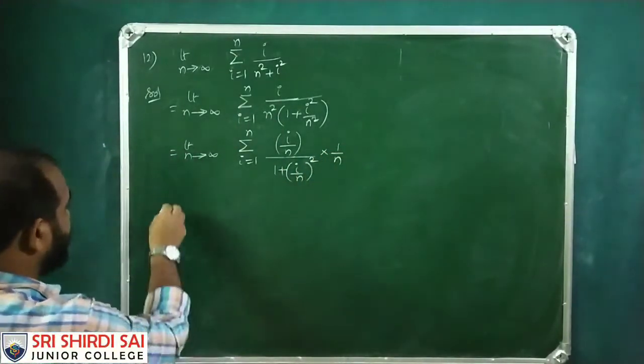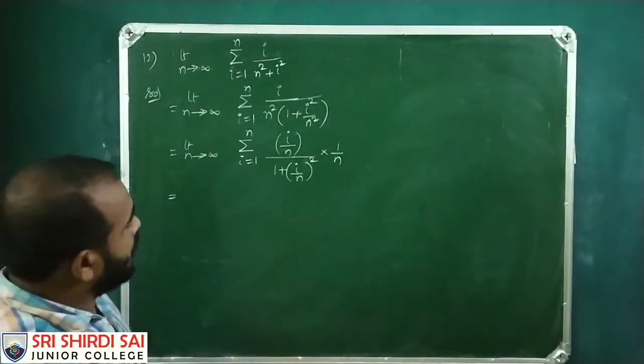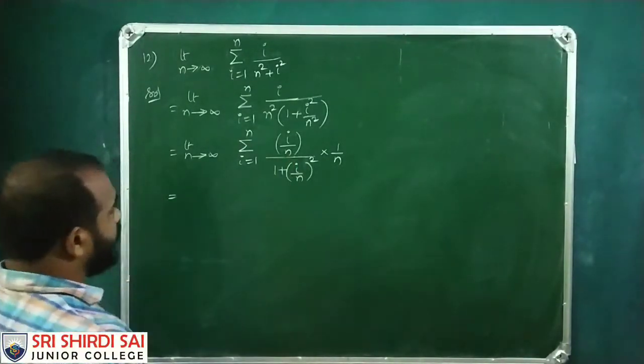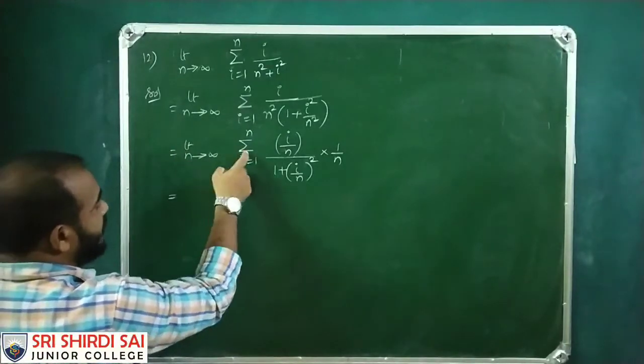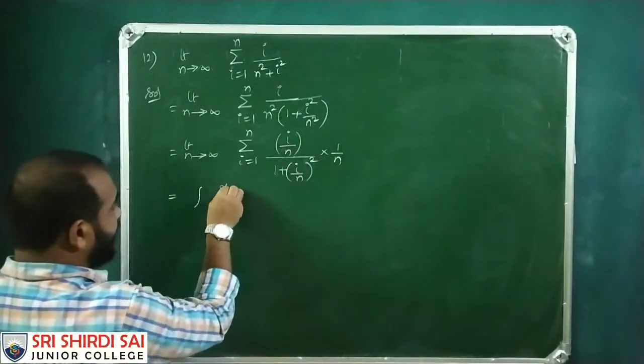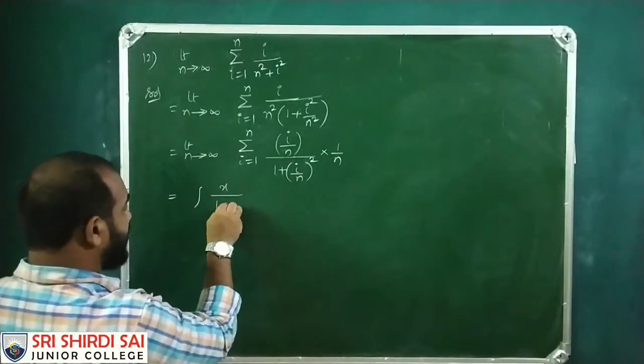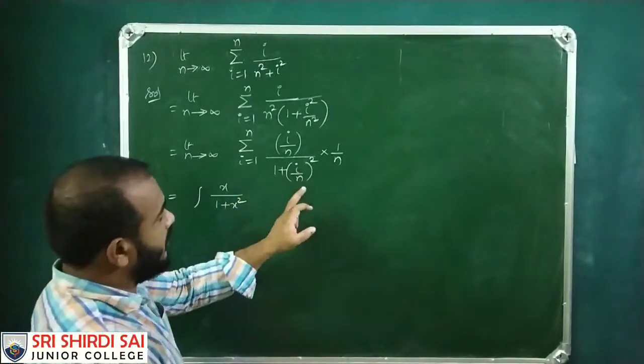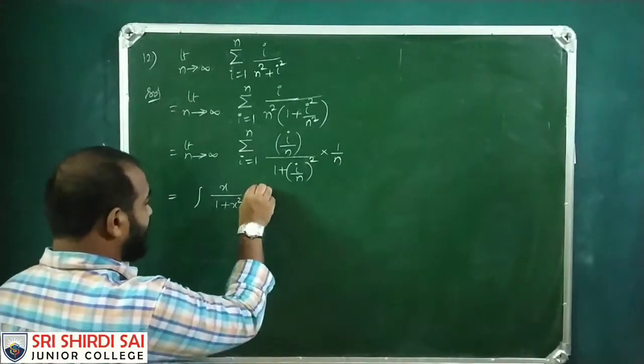So here, as usual, i by n is to be replaced, and the limit as n tends to infinity of the sum becomes the integration. So i by n is x, by 1 plus x square, into 1 by n, which is dx.